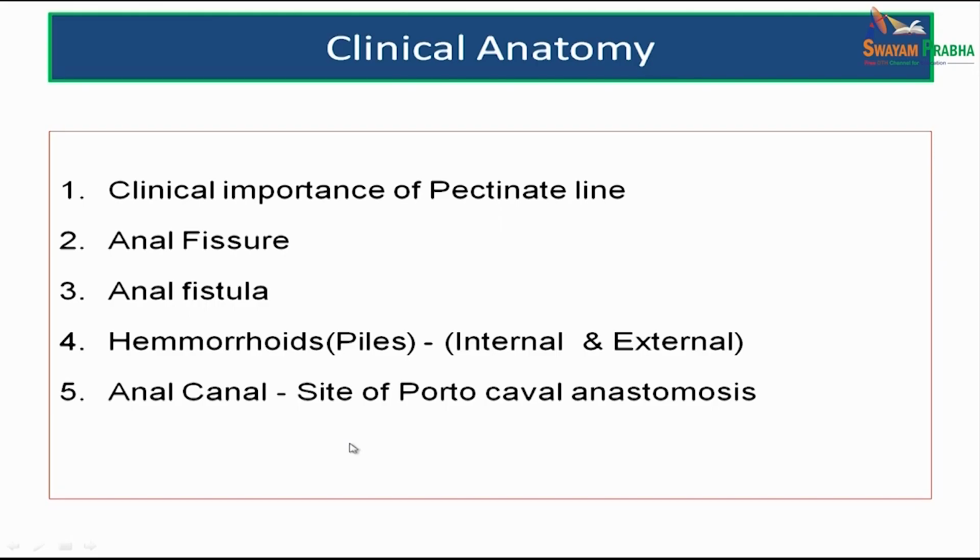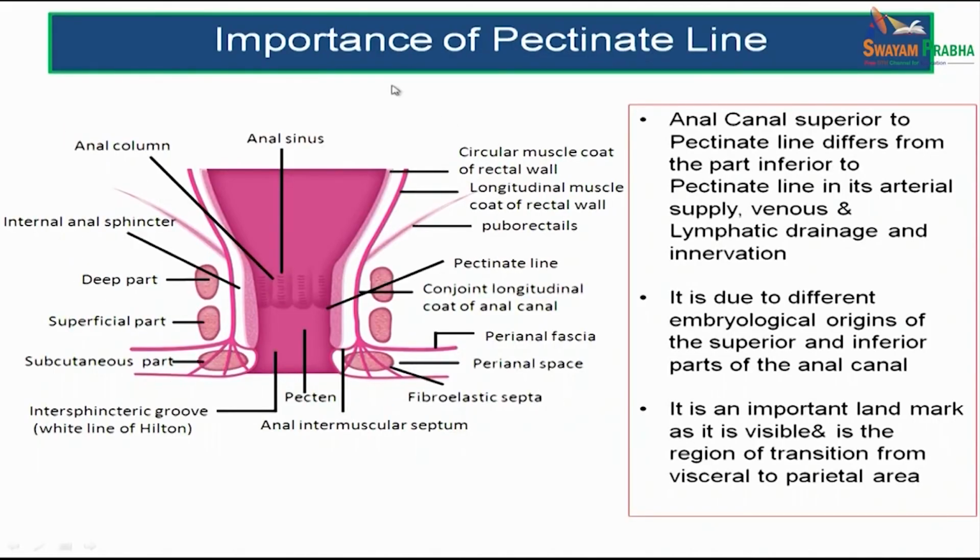Having read about the detailed gross anatomy of the anal canal, we will go into the clinical anatomy, or the applied anatomy, of the anal canal, which I will be describing under the following headings: the clinical importance of the pectinate line, fissure in ano, fistula in ano, and also hemorrhoids, internal and external hemorrhoids, which is commonly described as piles, and also the anal canal as the site of portocaval anastomosis. First we will take up the clinical importance of the pectinate line.